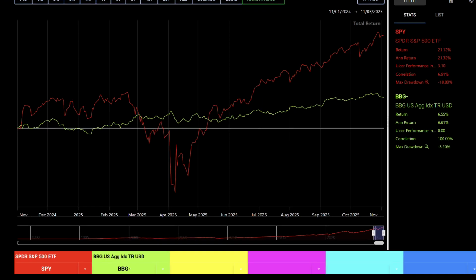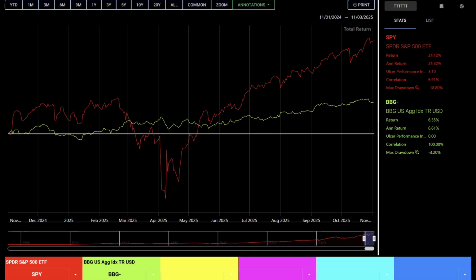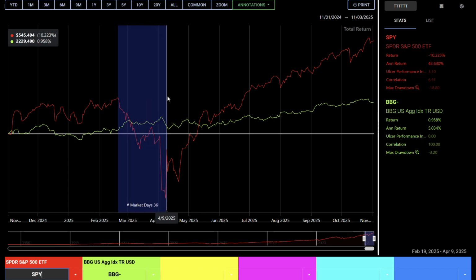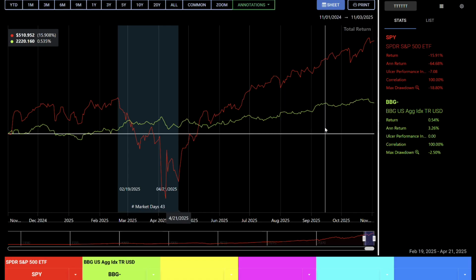I'm logged into FastTrack, and I'm on the chart page. In red, I have SPY, a large and popular S&P 500 ETF. I've got a 1-year chart up. Now I'm going to highlight the early 2025 drawdown with my mouse. This is the period we want to analyze. See this? February to April, around 40 market days.